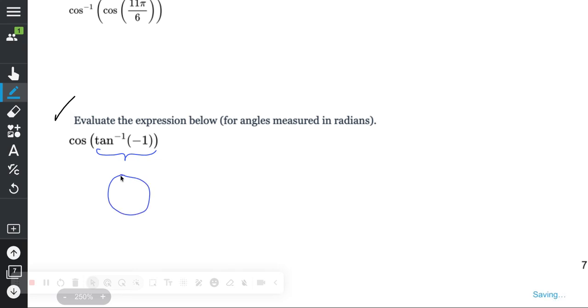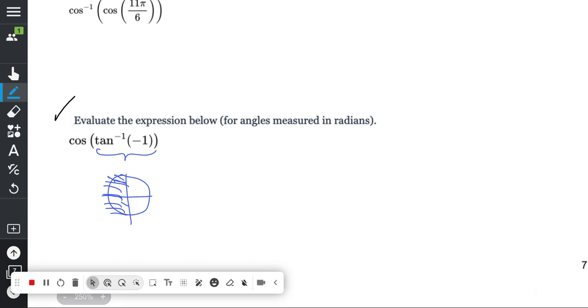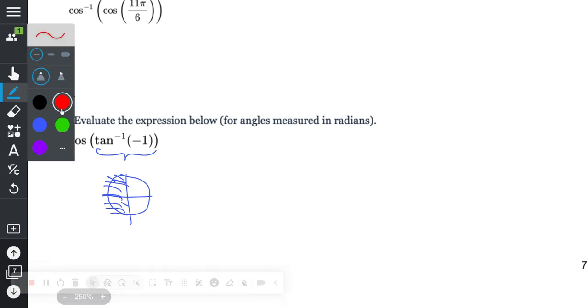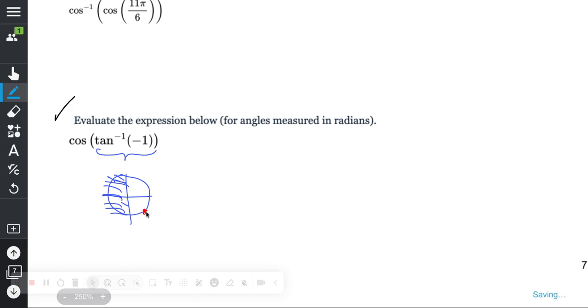Where is tan -1? And we're only going to look at the right side of the circle. There's only one spot on the right side of the circle, one location where tan is -1, and it's right here. What is this angle? We are not going to say 7 pi over 4. That's been covered. We are going to call it negative pi over 4, because that is within the range of inverse tan. This is not in that range.